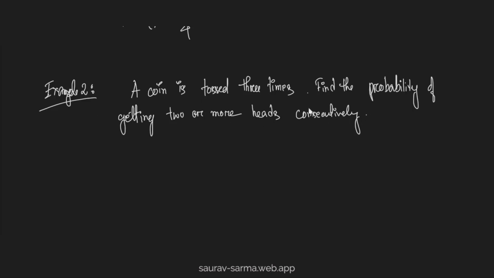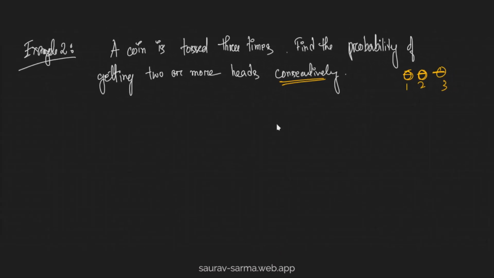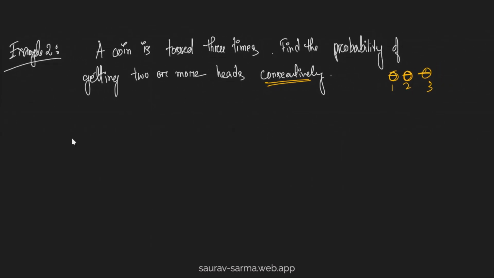Consecutively means one after another, right? Followed by something, like 1 2 3 are 3 numbers consecutively, so in that sense. Okay, so in the solution, in case of coin and dice, you always try to write down the sample space, right? So what will be the sample space?